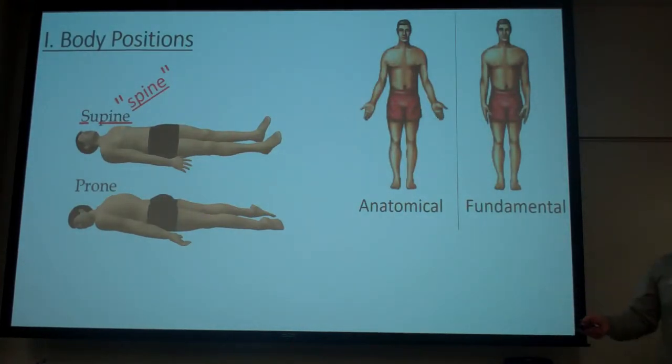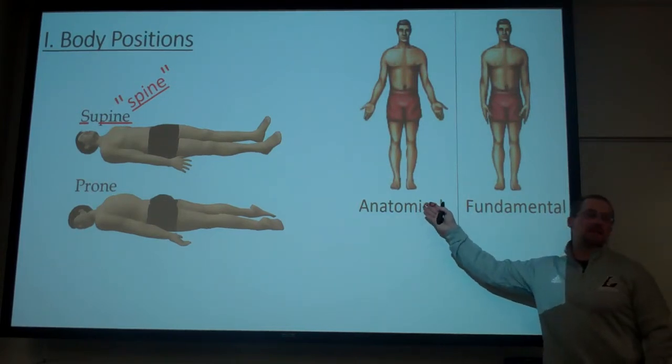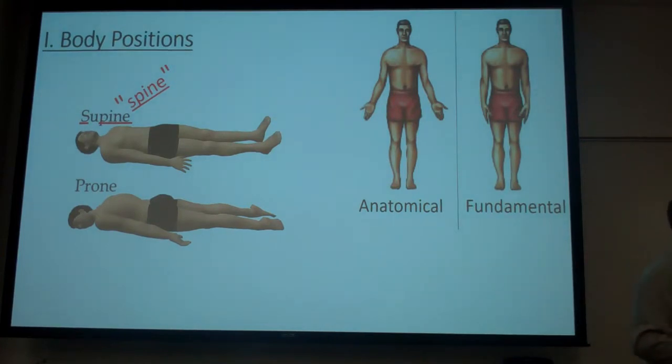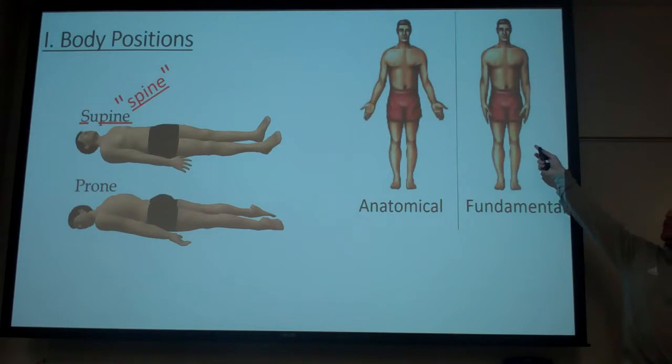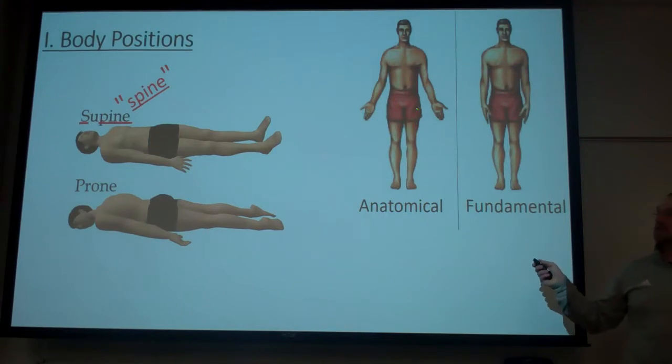So start off with your body positions. First one here, standing straight up and down, palms facing forward. We call that the anatomical position. And we're going to refer to this a lot throughout the semester. So the anatomical position, standing straight up and down, and your palms are facing forward. The fundamental position is very similar, but the only difference is palm position. Notice that the palms are facing the thighs here, facing in. So anatomical and fundamental positions, pretty much the same. The only difference are the hand positions.